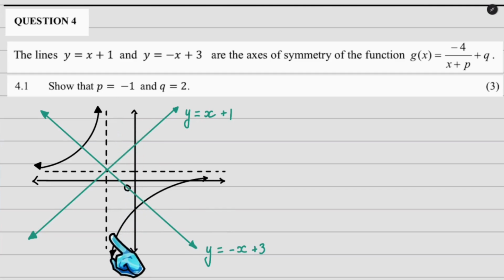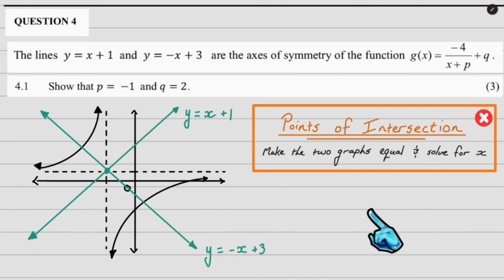P will be the one that goes up and down, and q is the one that goes left and right. To get those, I need to find this point over here. This is a very special point. That point is where these two axes of symmetry intersect each other. To get points of intersection, you make the two graphs equal and you solve for x. So I'm going to make this one equal to that one and then solve for x.